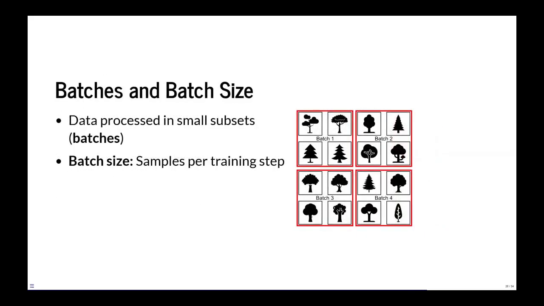We have batches and batch size. So when we train our models, we can't just provide it all of our data. Deep learning models often require thousands upon thousands of different samples to learn these different representations. So we have these small subsets called batches that we provide our model so that it can learn these different representations. And the size of these batches is a hyperparameter that we use. This is the number of samples that we use at each different training step.